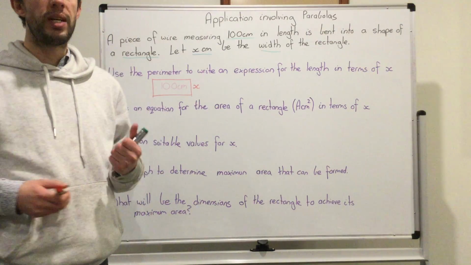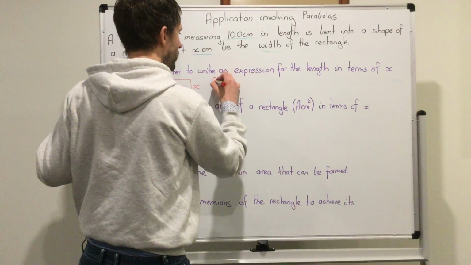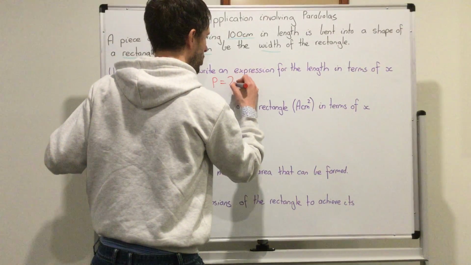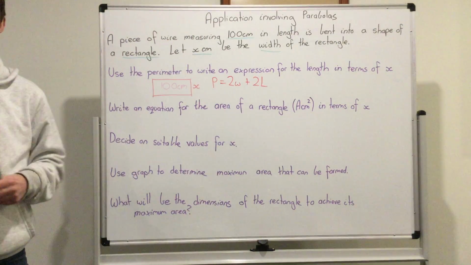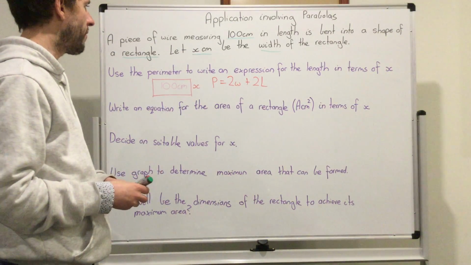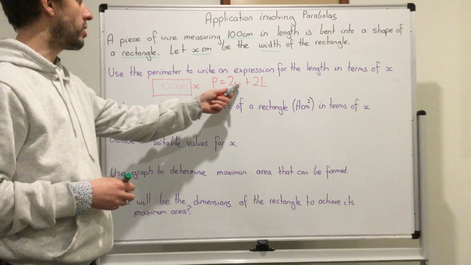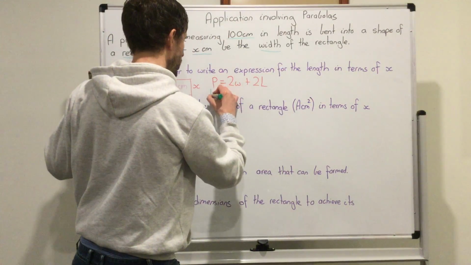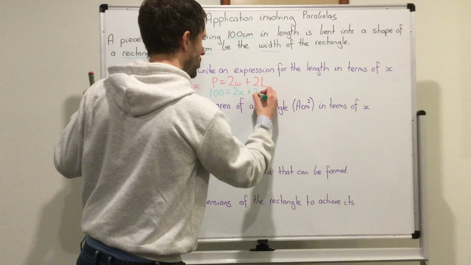So if we're thinking about perimeter, we are just adding up all the sides. So that means we've got perimeter equals 2 width, so 2w plus 2 length, because we've got 2 sides here. So that's our formula. Now all we need to do is substitute all of our information that we have. So I know that we have perimeter is 100. I know that we're using width as x. So I'm just going to go 100 equals 2x plus 2l.